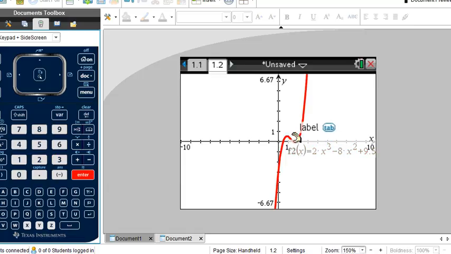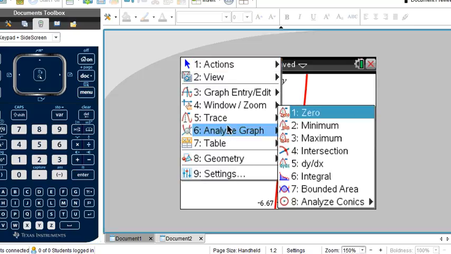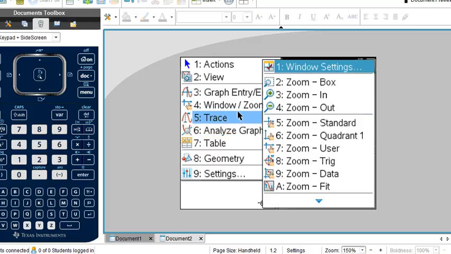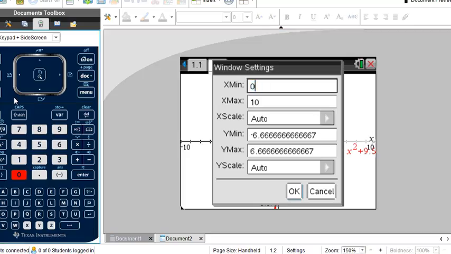Yeah, they're kind of hard to see. Let's go to analyze graph, and then window zoom. We're going to go to window settings. We make X-min 0, X-max 2, and Y-min and Y-max, we make these -1 and 1.